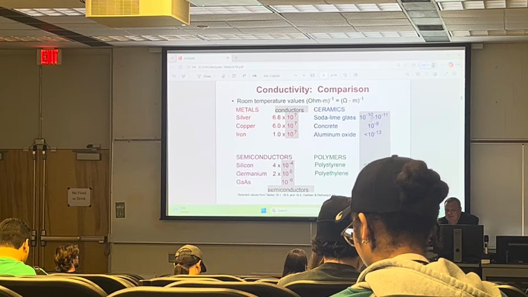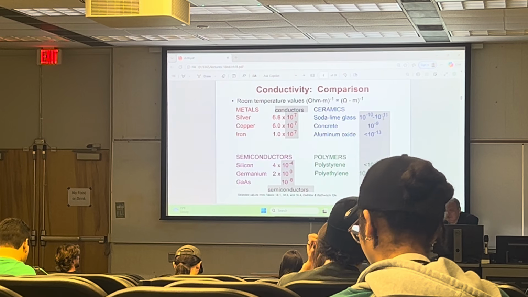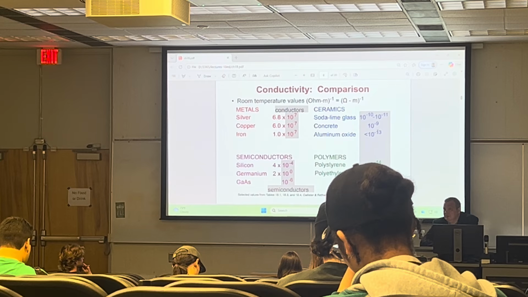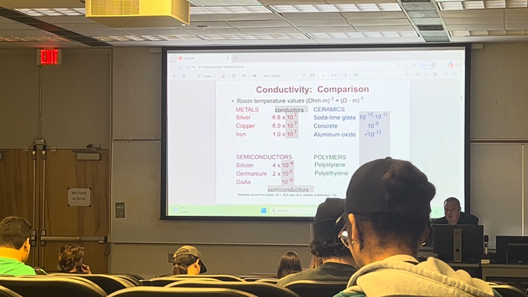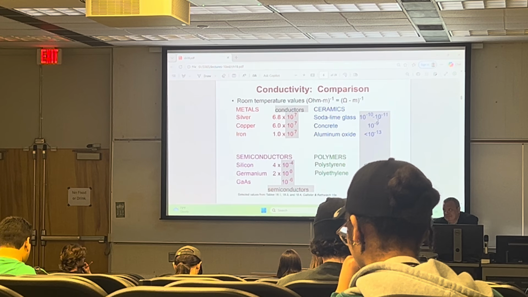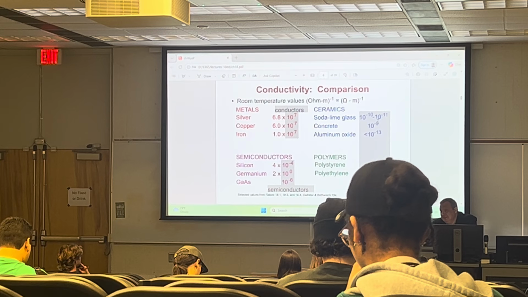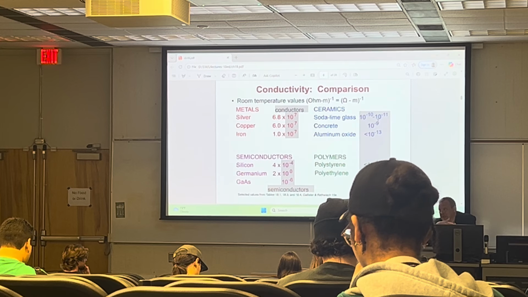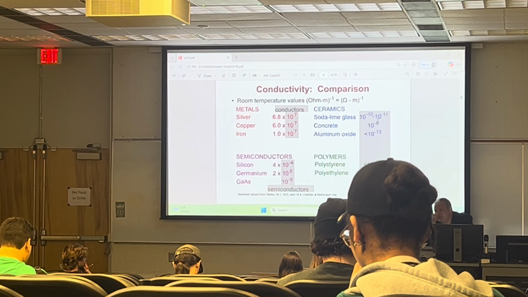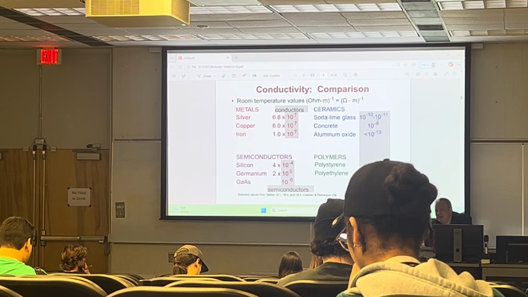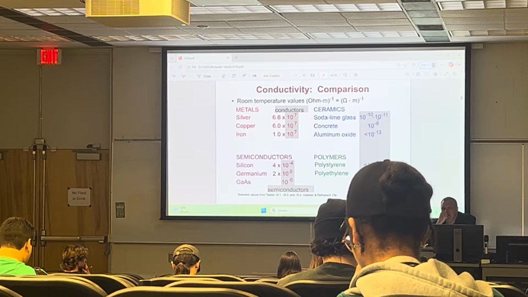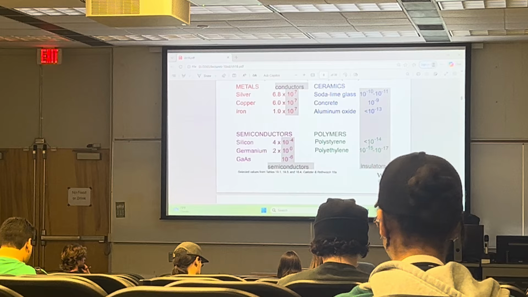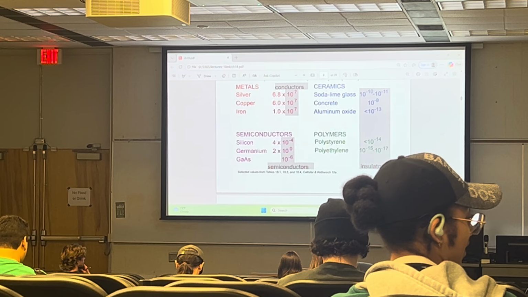Ceramics, 10 to the negative 10 to 10 to the negative 11. Concrete, 10 to the negative 9. Aluminum oxide, 10 to the negative 13. It's on the opposite end. You see the point? Even more. So it's like 100 million plus on one side, and it goes down to like a minute, tiny value. See that? Very small number. Okay, polymers, 10 to the negative 14, 10 to the negative 15, 10 to the negative 17.